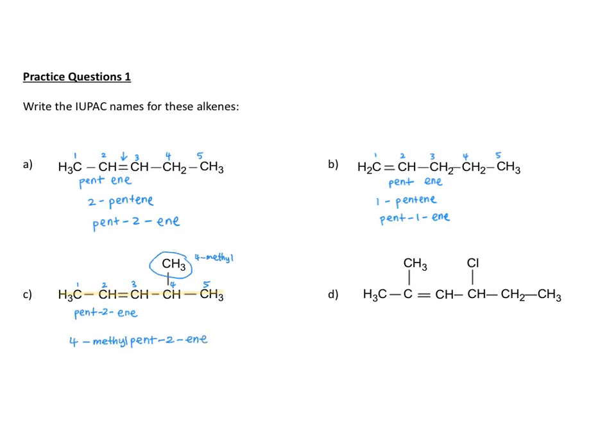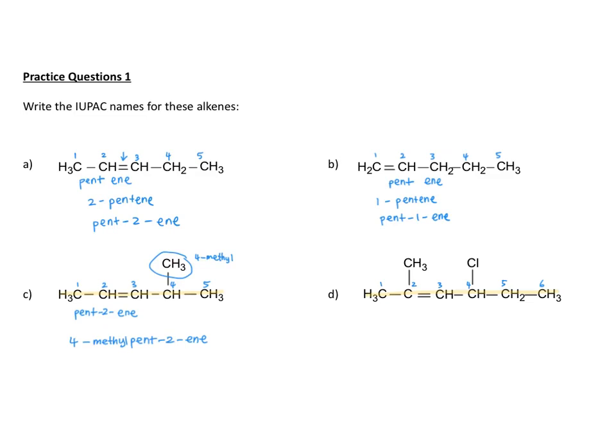Now let's take a look at question D. Question D is also a branch alkene. So again, we need to first find the longest chain that contains the carbon-carbon double bond. Okay, we can see that the longest chain contains 6 carbon atoms, and we want to number the carbon atoms in such a way as to give the carbon-carbon double bond the lowest possible number. So let's number from the left to the right. Carbon 1, 2, 3, 4, 5, and 6.